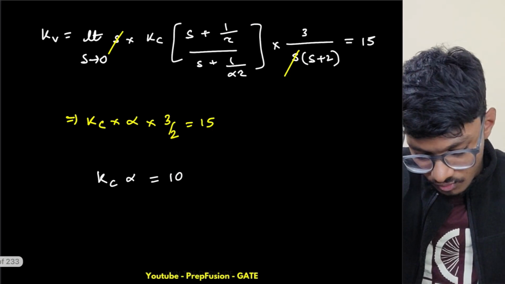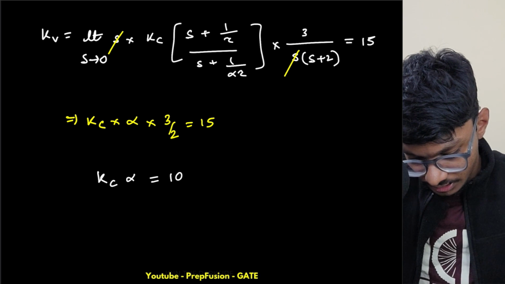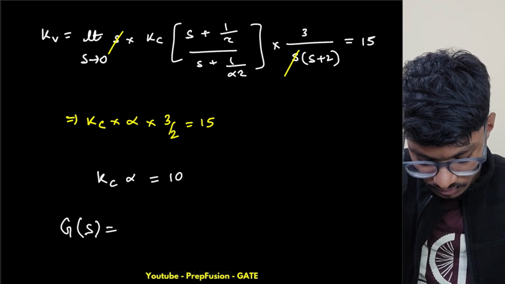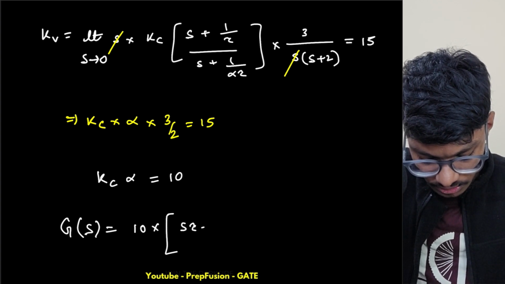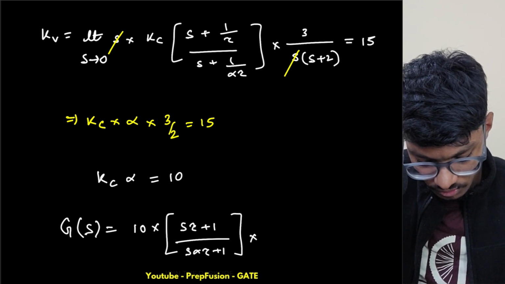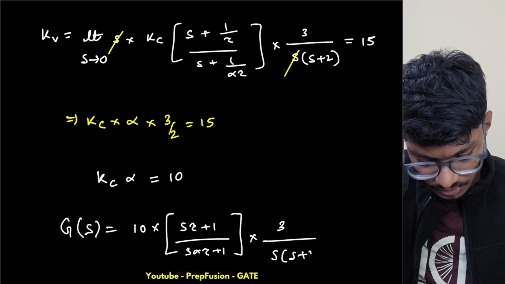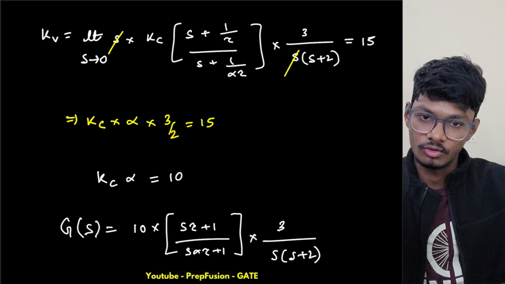So now what next? Basically I can write my overall G of s will become 10 times (s tau plus 1) over (s alpha tau plus 1) into 3 by s into (s plus 2). Okay, so this is my overall G of s.